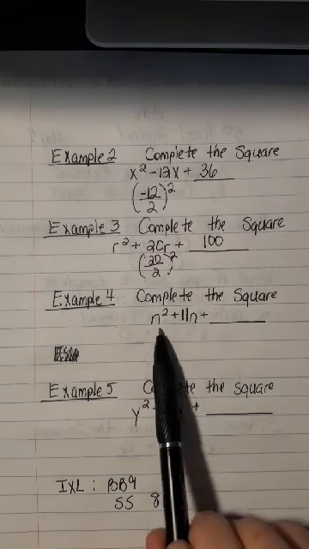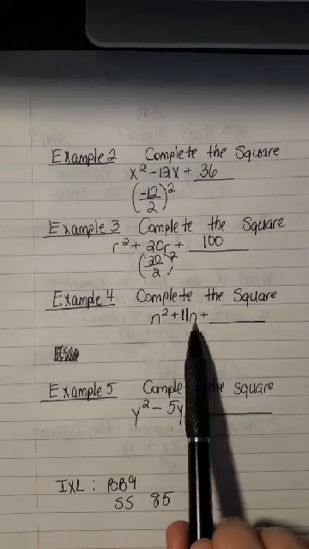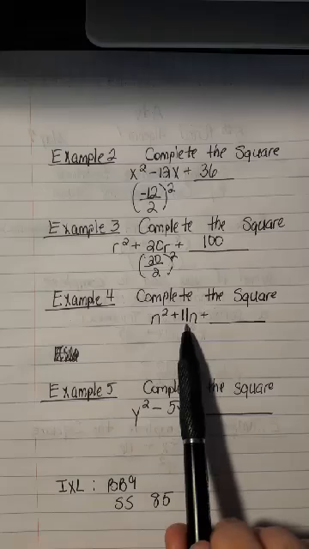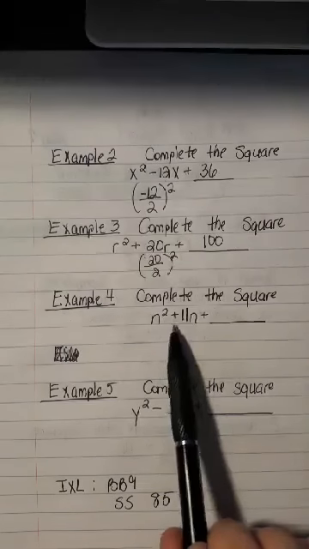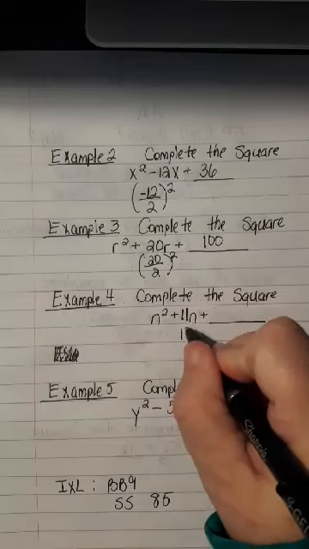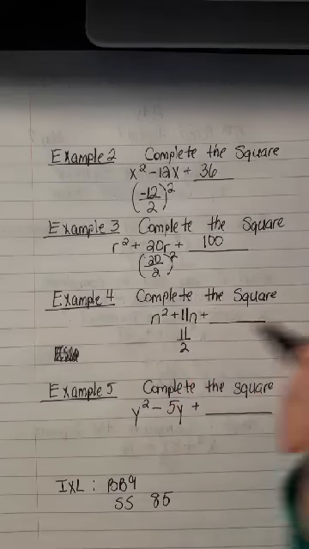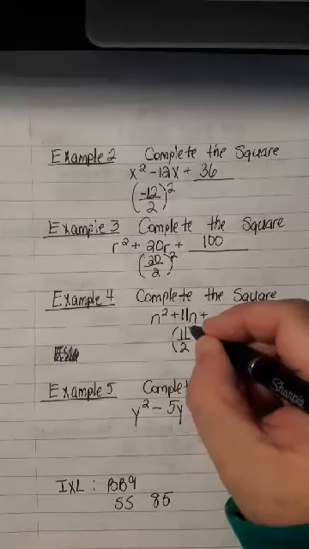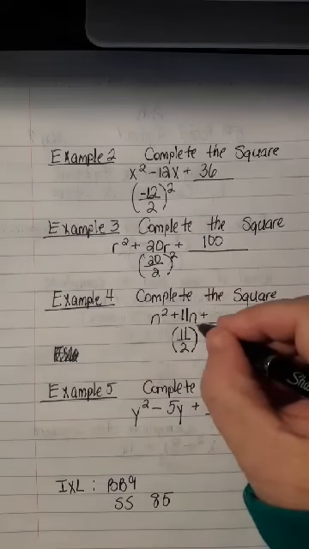On this example 4, n squared plus 11n, when you half 11, you get a decimal or a fraction, and they want these to be in fraction form. You're going to need it to stay in fraction form. So that means you just take your 11 and put it over 2. You take half of 11 that way. And you don't actually divide it. You just leave it 11 over 2. And then you square that.